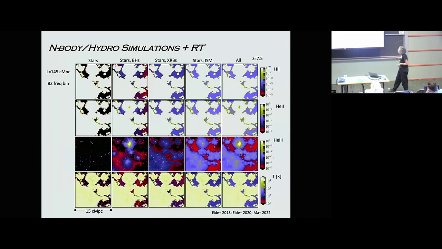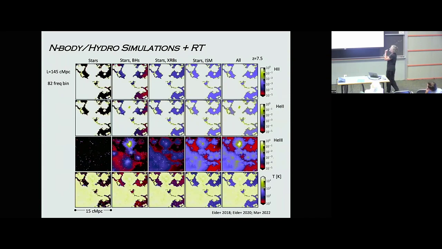And finally, let's go back to the point of the necessity of including also sources more energetic than stars. This is a series of hydrodynamic plus radiative transfer simulations, showing a case in which we have only stars as sources here on the left. Then you have stars and accreting black holes, stars and X-ray binaries, stars and shock-heated interstellar medium, and all the sources together. And the rows refer to H2 fraction, helium-2, helium-3, and temperature.